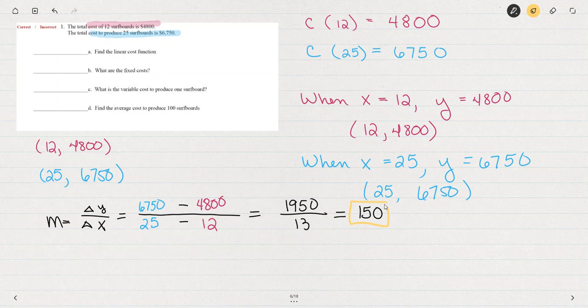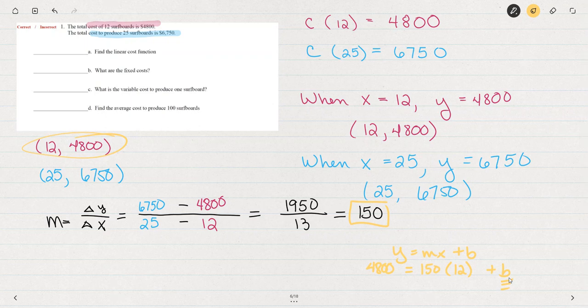Do you remember from your basic algebra how to solve for the b in the y equals mx plus b? There's two different equations that you may be familiar with doing this process with. I like to just stick with this y equals mx plus b. And what I'm going to do is pick one or the other. Let's just pick this pink one. And I'm going to replace the y with the 4,800. The m we know is 150. Replace the x with 12. And that's going to give me b.